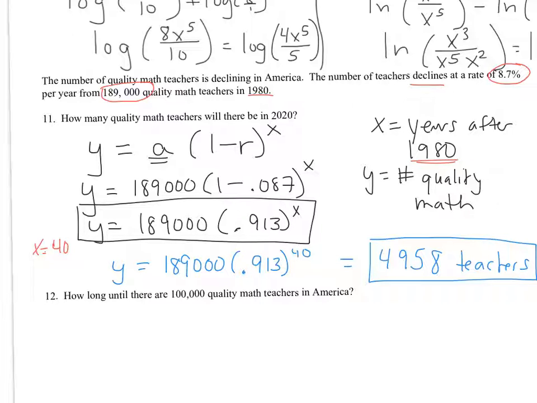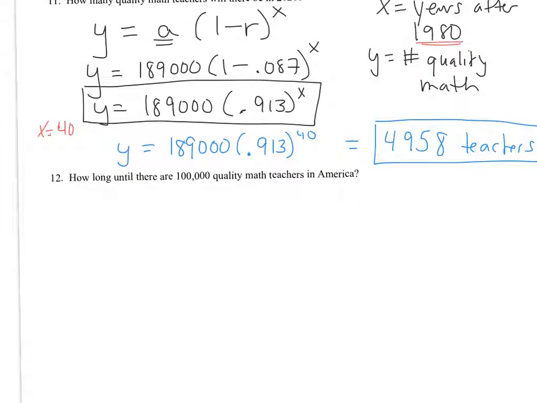Okay, number 12 is looking at a little different type of problem, although using the same equation. How long until there are 100,000 quality math teachers in America? Well, that's talking about the number of teachers, which if we look up here, that was Y. So really what we're trying to do is, if Y is 100,000, what would X be?